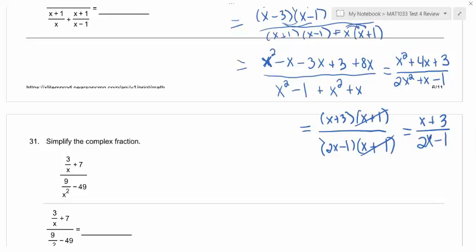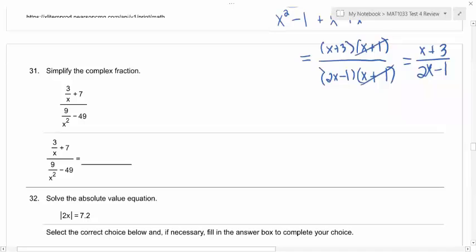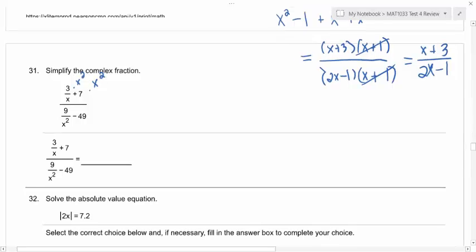Okay, so why don't we try that same method on number 31? So there are only two little fractions here, right? And you want to look at their denominators and find the LCD. So what would be the LCD here? X squared. And this one I think works out a little bit better, hopefully. We'll find out. Or at least it might not be as long.